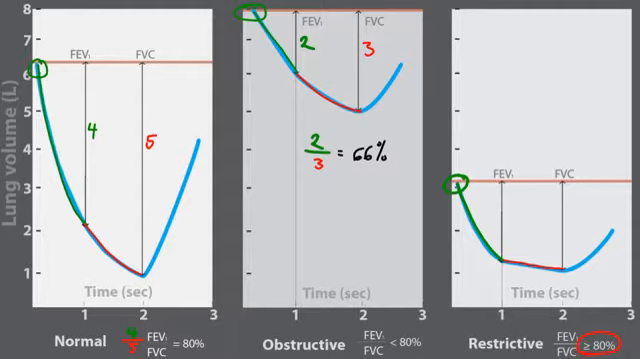Now, if the question asks about the absolute values of FEV1 and FVC in the restrictive lung disease patient, then the answer is that they are both decreased. But again, the ratio is going to be close to normal. Okay, so that's the most important step that you need to know regarding pulmonary function tests.